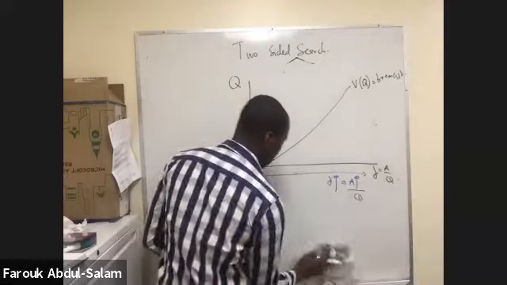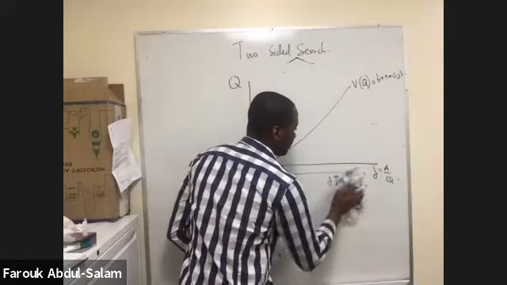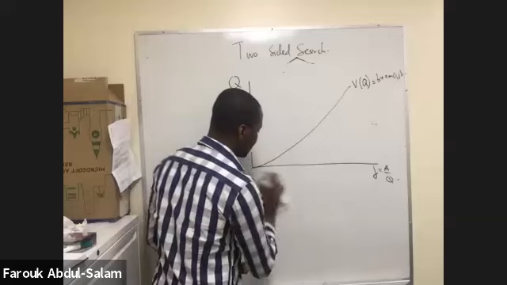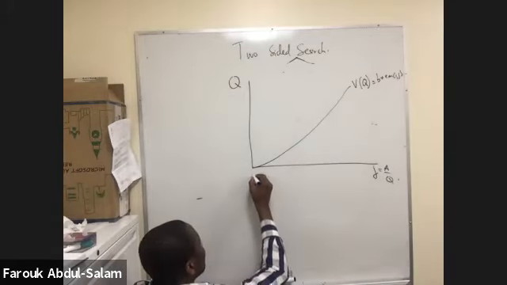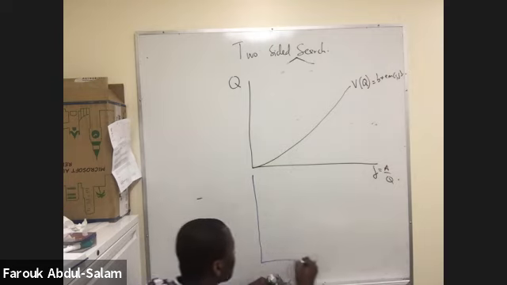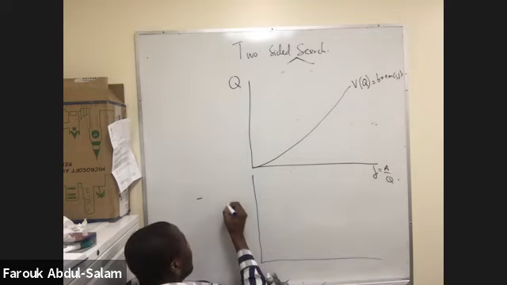Now let's go to the firm. Remember, the firm also has to make a decision. Their decision will be coming from the fact that they also have a cost-benefit analysis. And this is going to be the cost of searching.